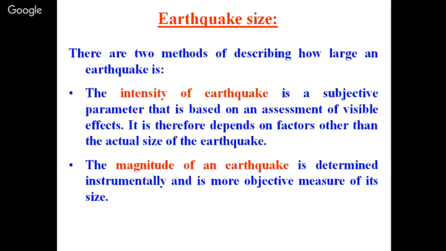Earthquake size. One thing is the intensity of the earthquake. The second thing is the magnitude of the earthquake. Intensity of an earthquake basically means whatever damage is there due to that particular earthquake. At the epicenter, the damage is more, and as we move away from the epicenter, the damage slowly reduces.